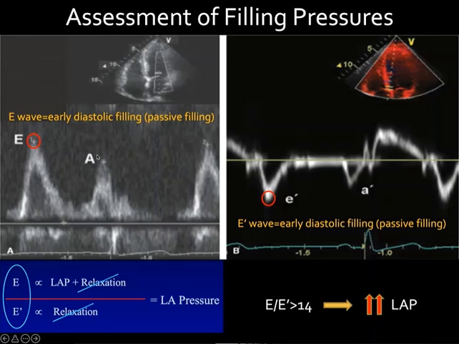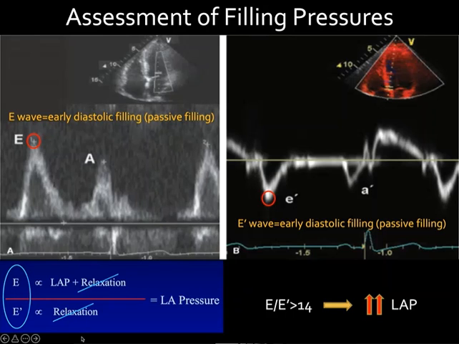Similarly, when you are looking at early diastolic filling and you're looking at the tissue Doppler, so how is the tissue moving? That first velocity where the LV is relaxing briskly is your E prime velocity. And what we know is that this ratio, the E over E prime, correlates with your left atrial pressure. So in the literature, we know that an E over E prime greater than 14 is indicative of increased left atrial pressure.